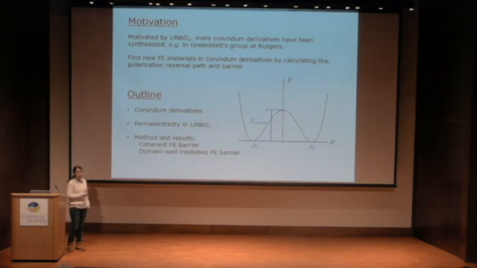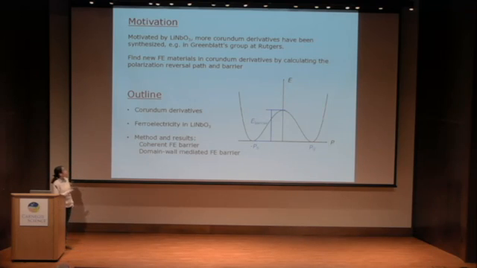So what is the motivation? We know that lithium niobate is a ferroelectric material with very large spontaneous polarization. So why can't we find more ferroelectric materials in this family? Actually, recently a lot of materials have been synthesized in this corundum derivative family by the Greenblatt group at Rutgers University, trying to find more ferroelectric materials.